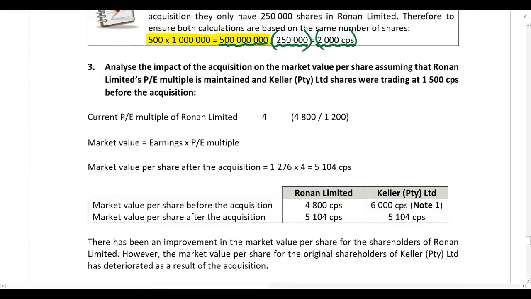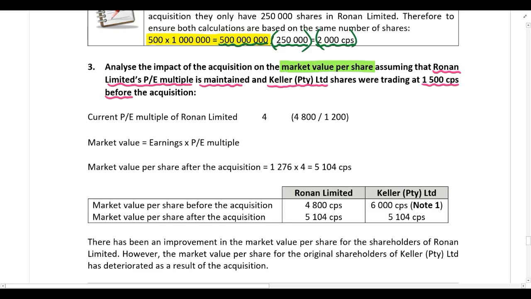Then next, I want you to analyze the impact of the acquisition on the market value per share. And when performing this calculation, I want you to assume that Ronin Limited's price earnings multiple will be maintained, and Keller Pty Limited shares were trading at 1,500 cents per share before the acquisition.